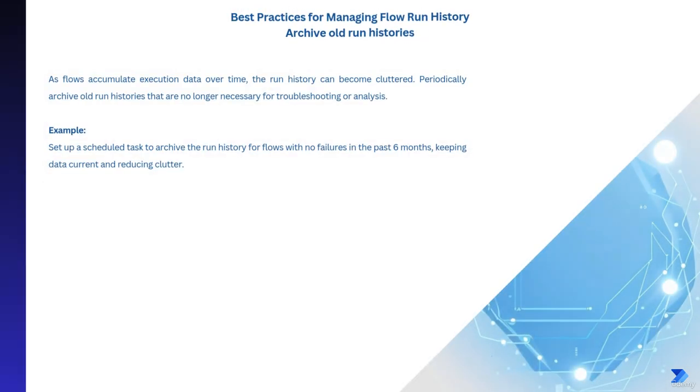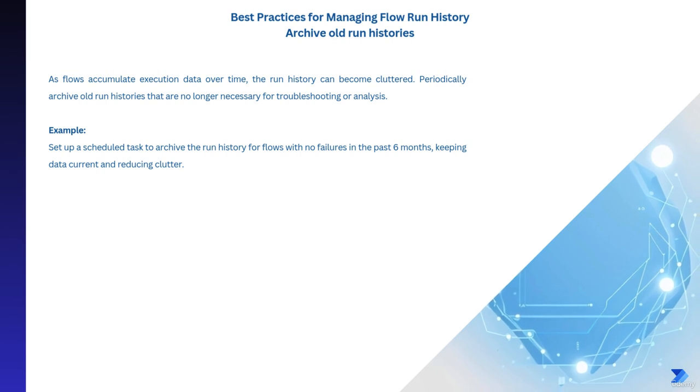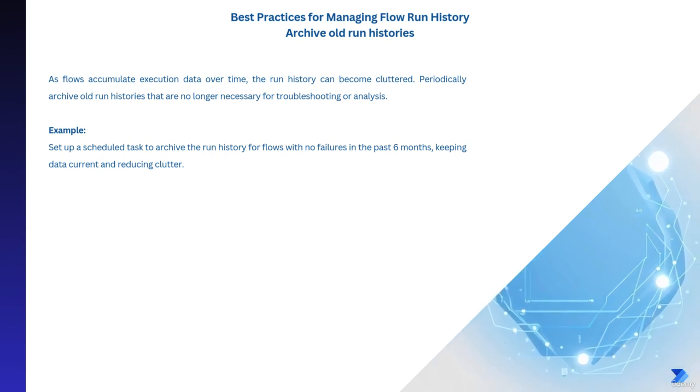Archive old run histories. As flows accumulate more execution data over time, the run history can become cluttered and harder to manage. To keep the data manageable and to comply with data retention policies, periodically archive old run histories that are no longer necessary for troubleshooting or analysis. Example: set up a scheduled task to archive the run history for flows that have not had a failure in the past 6 months, keeping the history current and reducing the clutter.